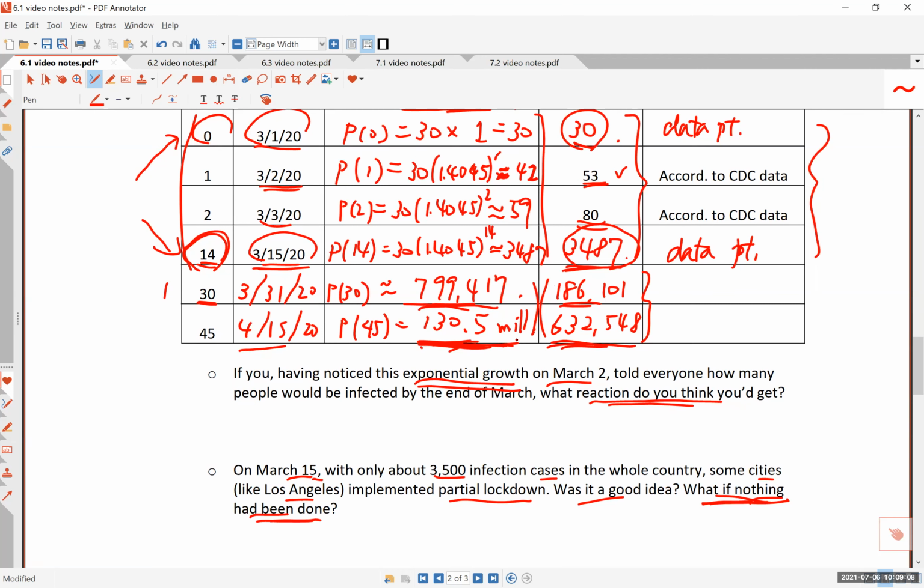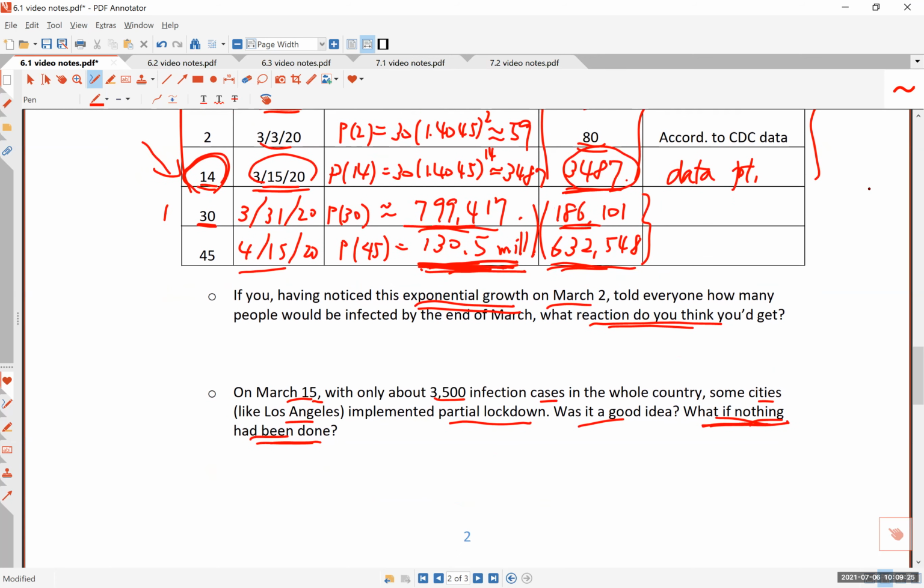Now, I'm not saying this many people would have died, because many people did not lose their life just because they got COVID. But the number of people infected with COVID-19 would have been over 130 million people if nothing had been done. Okay, so let's go ahead and summarize what we have been saying here. For this, I'm going to write the answer.